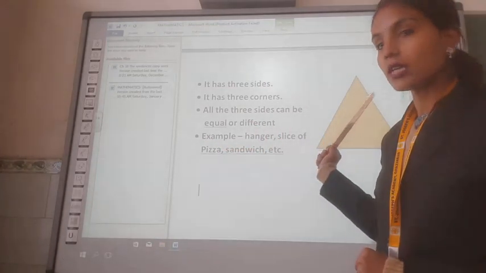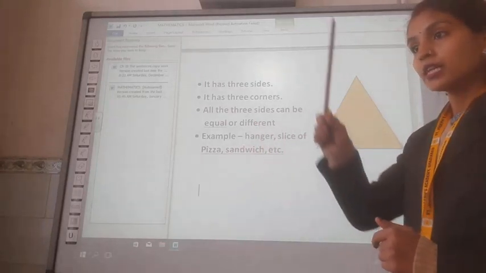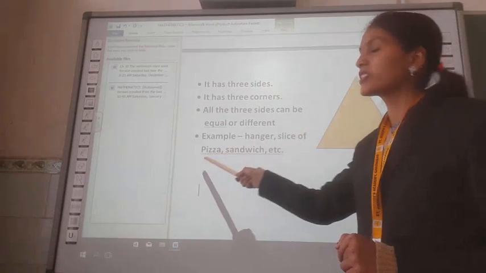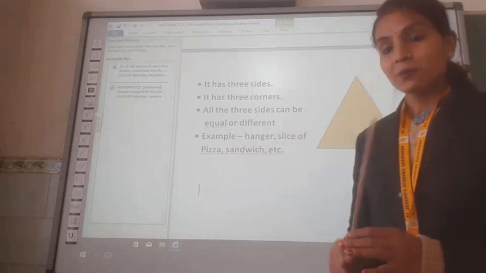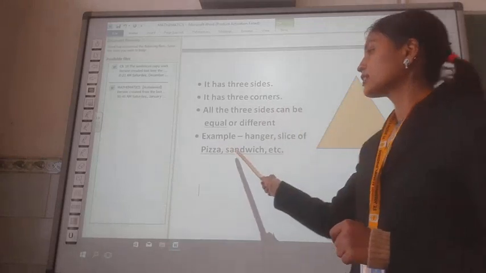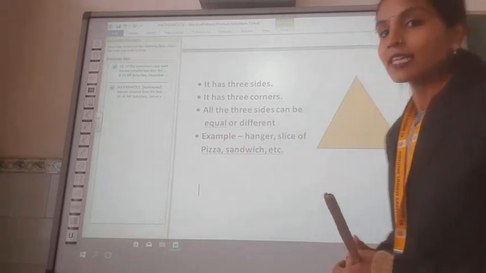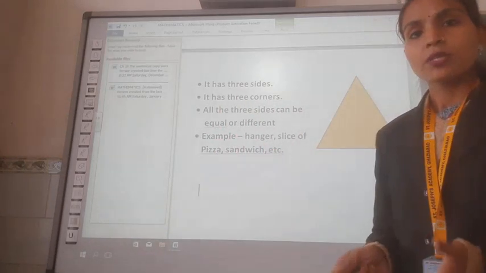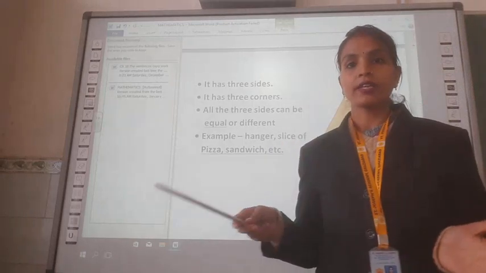Then examples of triangle. Examples of triangle are a hanger in which we hang our clothes. It is of triangle shape. Then a slice of pizza. The pizza which we all like. One slice of that pizza is a triangle. Then sandwich. The sandwich we all love to eat. That also has a triangle shape. So many things are there which we can define as triangle.